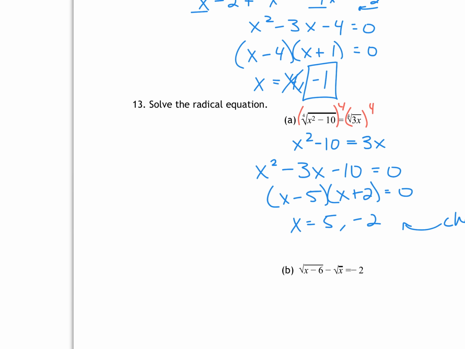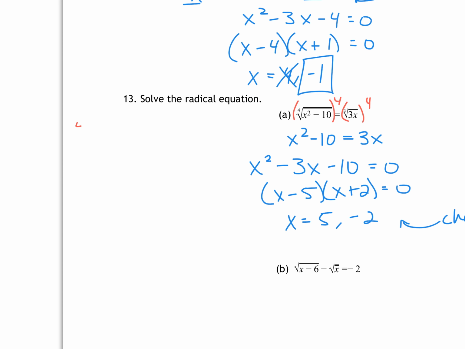Off to the side, the 4th root of 5 squared minus 10 equals the 4th root of 3 times 5. Well, that's the 4th root of, let's see, 15 equals the 4th root of 15. That one's good. So 5 works.